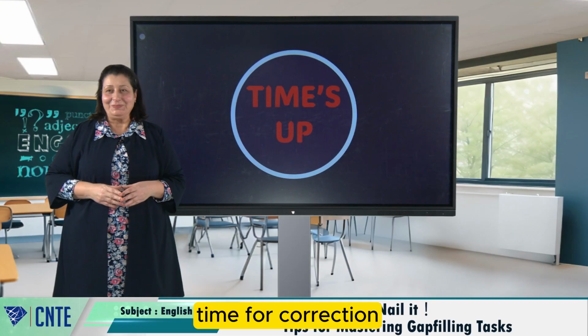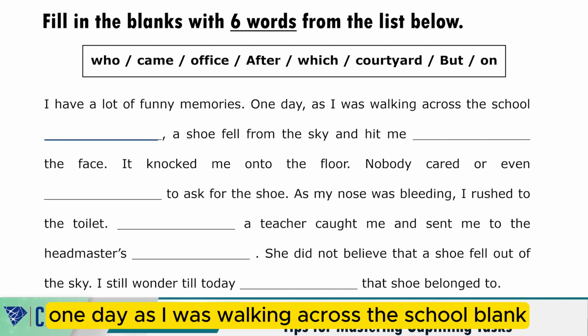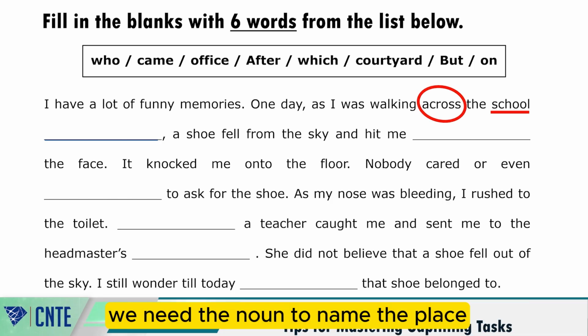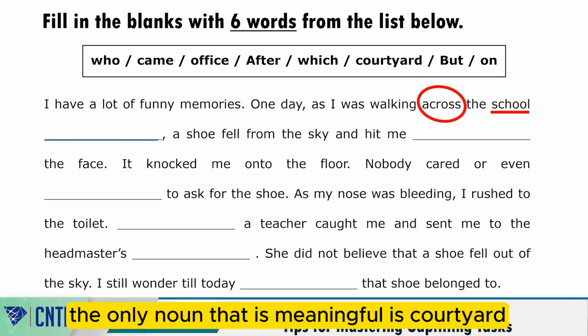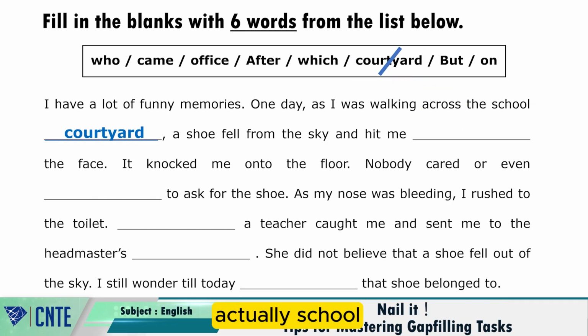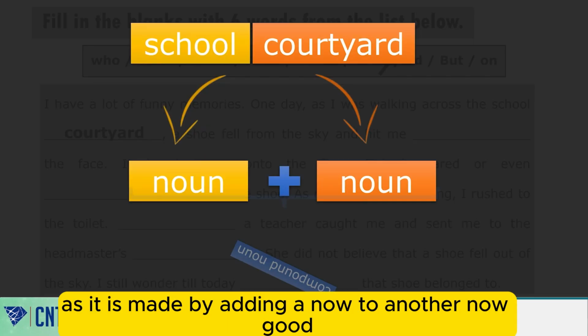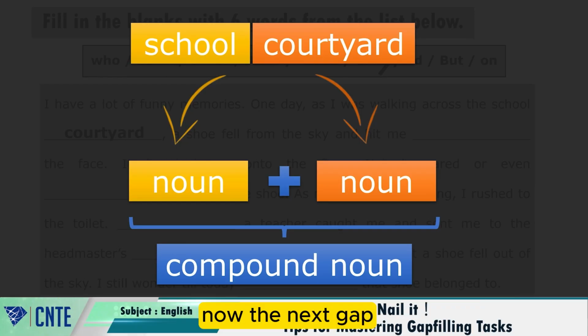Time for correction. I have a lot of funny memories. One day, as I was walking across the school, blank. Here, we are talking about a place in the school. We need a noun to name the place. Let's see the words in the list. The only noun that is meaningful is courtyard. Actually, school courtyard is a compound noun as it is made by adding a noun to another noun. Good. Now the next gap.